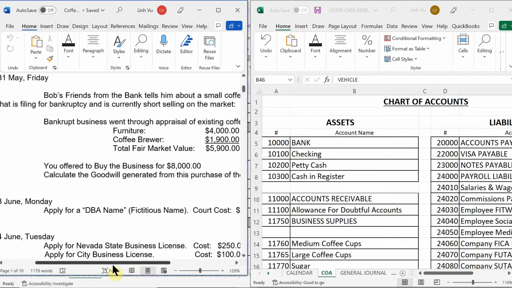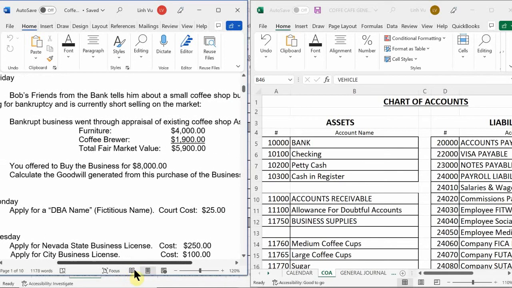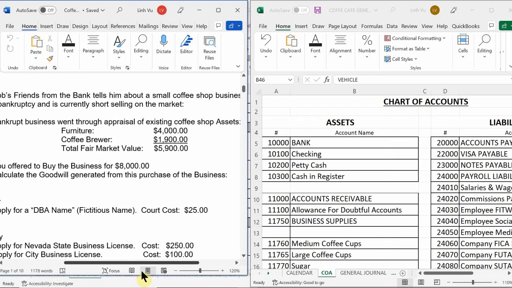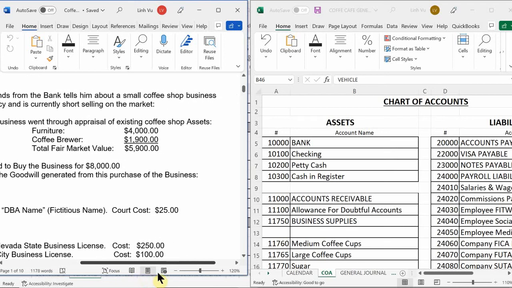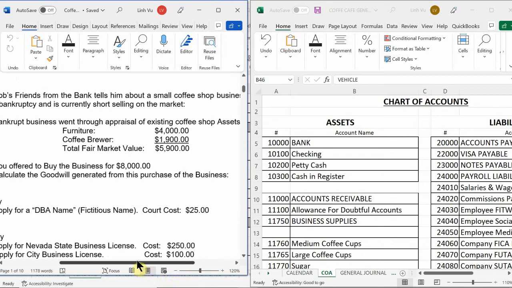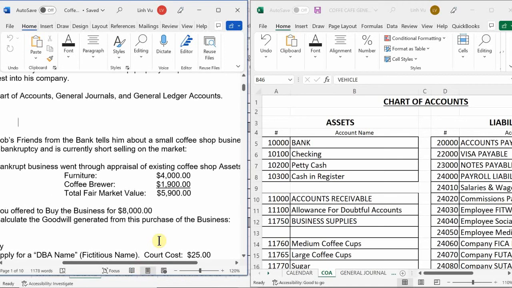Okay, so then we're going to need to calculate the goodwill, because in this case he got approved, so that means he generated goodwill from this purchase of the business. So in this case, the business is only currently worth $5,900, and he decided to pay $8,000 for the business. How much is his goodwill? $3,000.